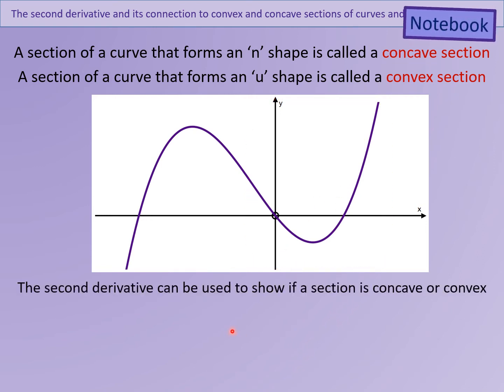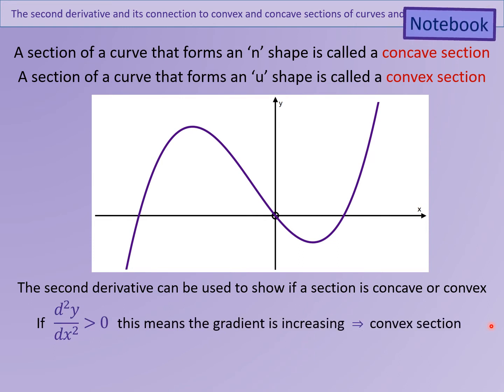A second derivative can show if a section is either concave or convex. So the second derivative is really helpful to tell whether a section is concave or convex. If the second derivative is greater than naught, that means the gradient is increasing, so that implies a convex section. It means it's slowing down, stopping, then going up. So the gradient is starting to go up. If it was going down, it's starting to decrease because it's starting to increase in the opposite direction, and then it goes off. So that's a convex section.